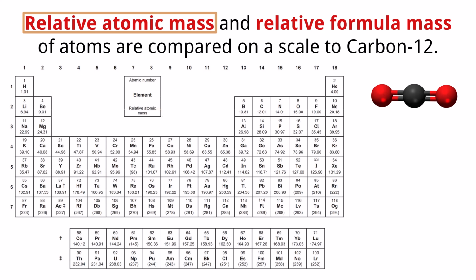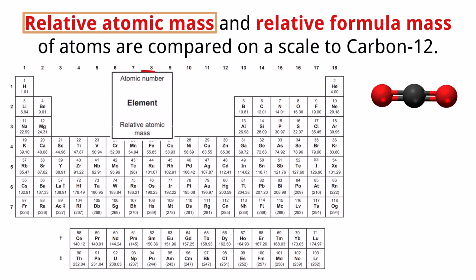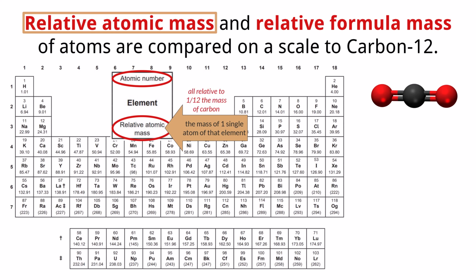Typically, a periodic table will have two numbers that accompany each element, the smaller number being the atomic number and the larger number being the relative atomic mass, which means the mass of a singular atom. The reason why it is called relative atomic mass is because these masses you see on the periodic table are all relative to the mass of 1/12 a carbon atom's mass.